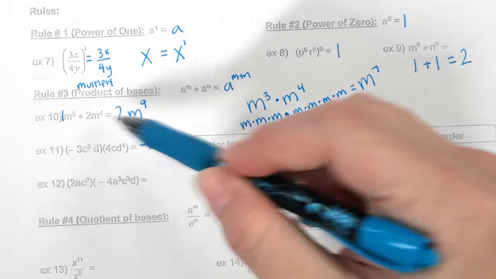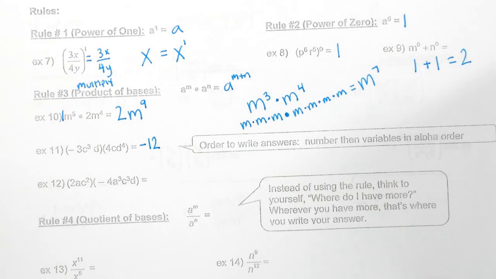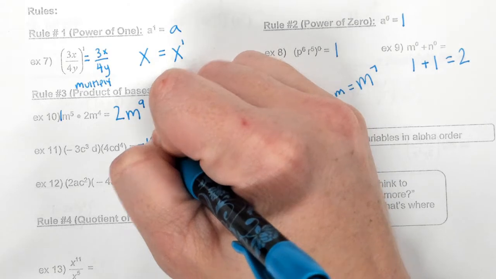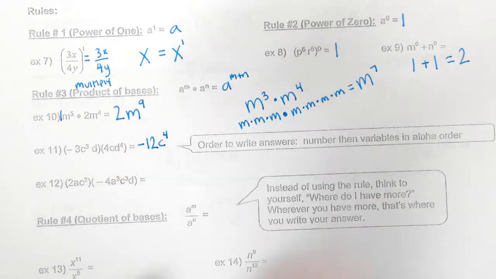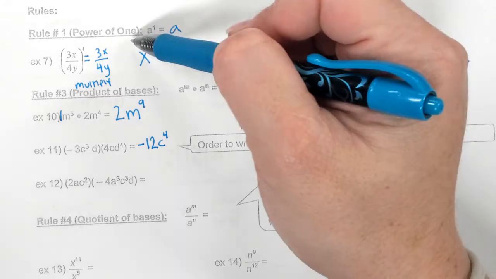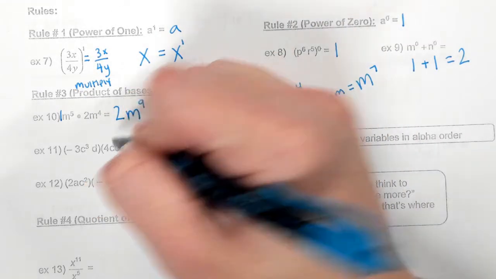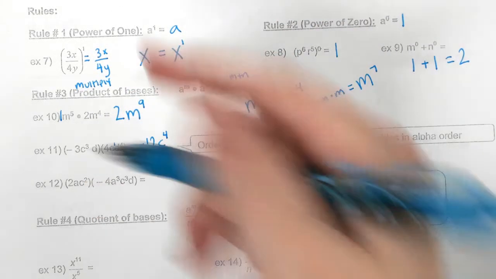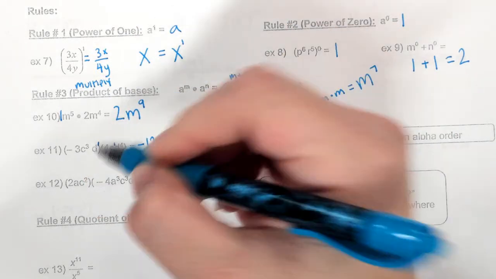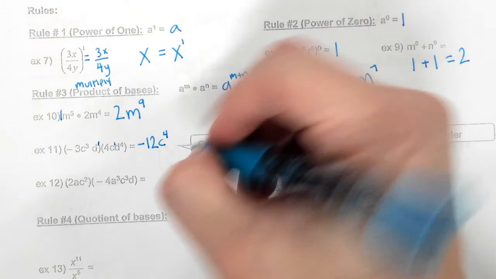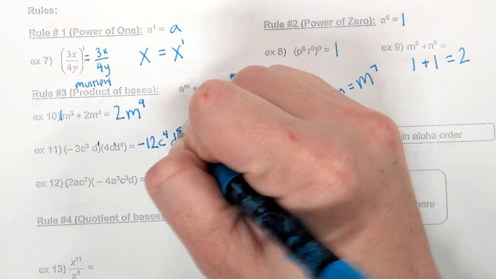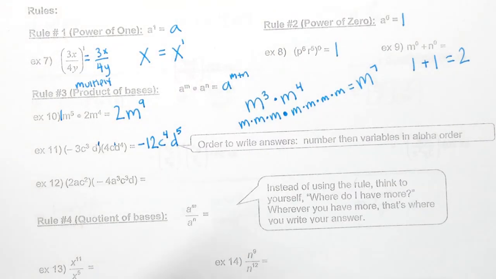Now, how many times are we multiplying C? 4. You always add the exponent? Mm-hmm. And remember, power of 1 rule, if this is C, it's the same thing as C to the 1st power, right? So if this is just D, this is the same thing as D to the 1st power. So how many times am I multiplying D? D5? Yep. So that's why the power of 1 rule is there.